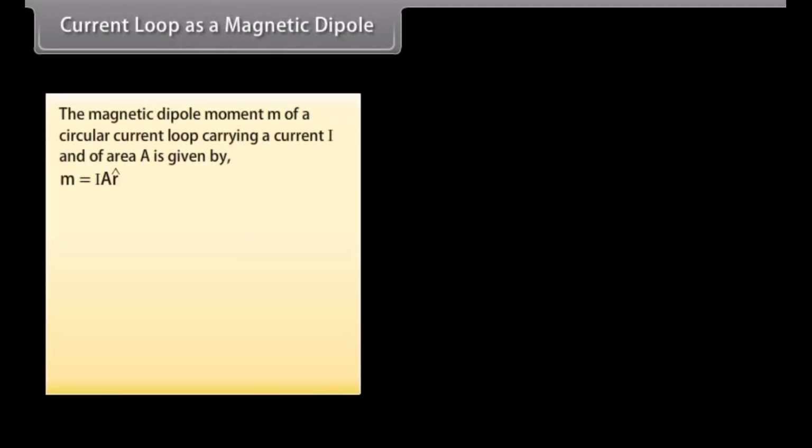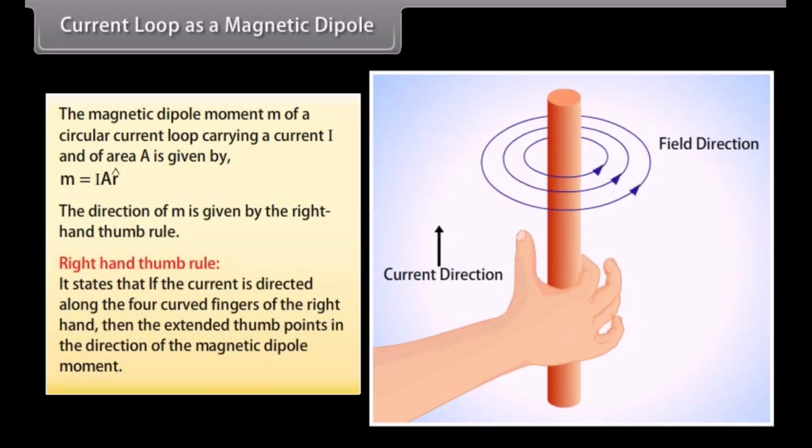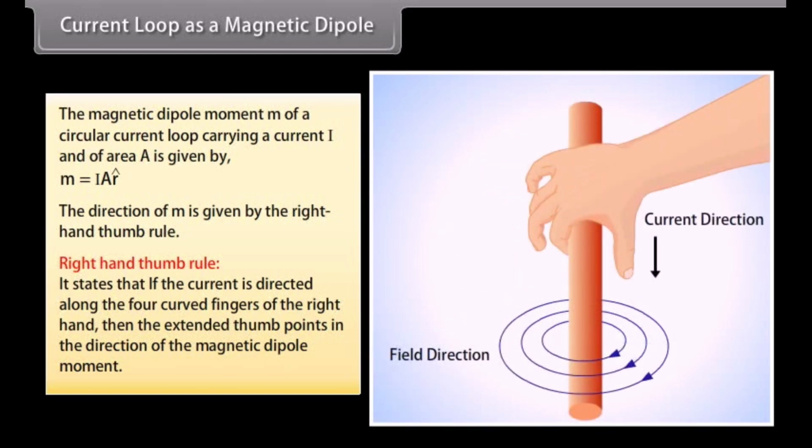Current loop as a magnetic dipole. The magnetic dipole moment m of a circular current loop carrying a current I and of area A is given by m is equal to the product of I and A n cap. The direction of m is given by the right-hand thumb rule. The right-hand thumb rule states that if the current is directed along the four curled fingers of the right hand, then the extended thumb points in the direction of the magnetic dipole moment.